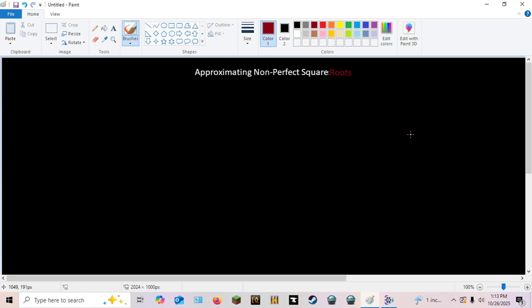Want to approximate non-perfect square roots, even the square root of 2. So the first step is to get a square root that you want to approximate. Let's say I want to approximate the square root of 89, for example.